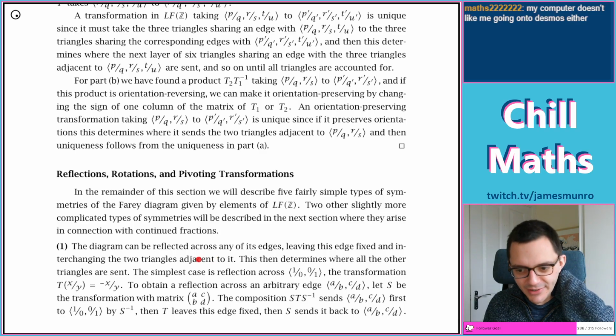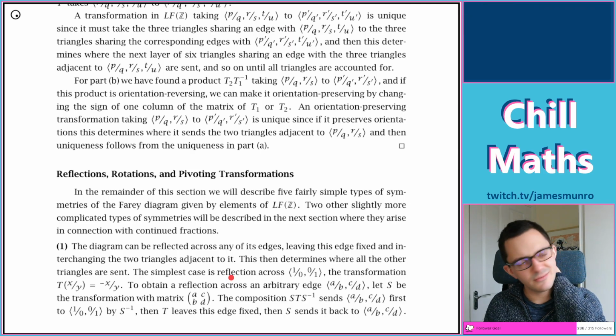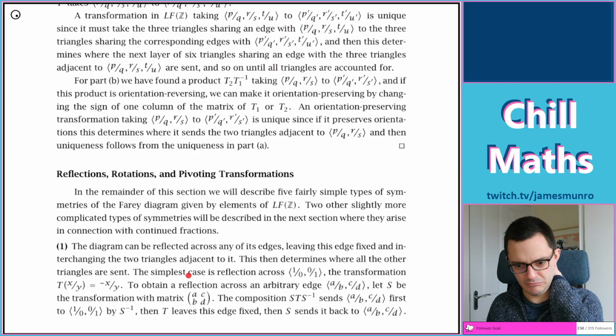Reflection, that does not sound exciting. Other triangles set. Simplest case of reflection there. Reflected across any of its edges, they mean the curved circular edges. So fix an edge and flip everything else by sending the median to the other one. Same reflection across here. Matrix A, B. Oh, that's clever. That's clever. Oh, and then do so.